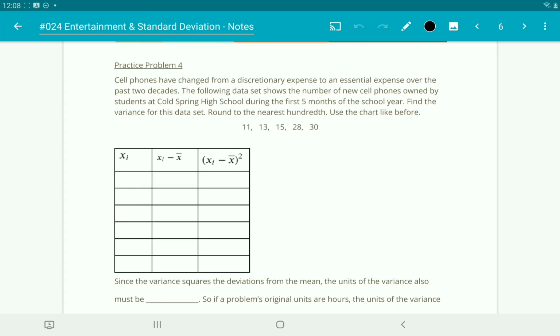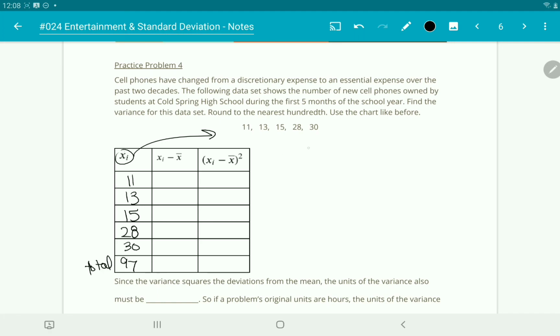So we're looking for sigma squared. Round to the nearest hundredth. Use the chart, like before. On the xi, that's just each data point, so each of these numbers. So we have 11, 13, 15, 28, and 30. And then again, we're going to do the total down here. If we add all these together, we get 97.